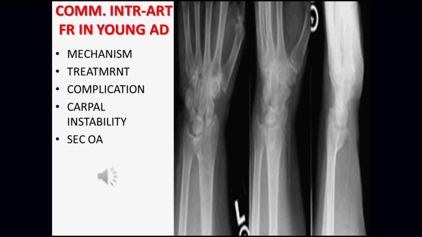maintenance of reduction can be sure. But because of the high comminution, usually internal fixation may be required. The simplest way is by distraction and using an external fixator, and we have to follow the patient with CT scan in order to see the future of the patient and to detect the complications, which are carpal instability and secondary osteoarthritis.